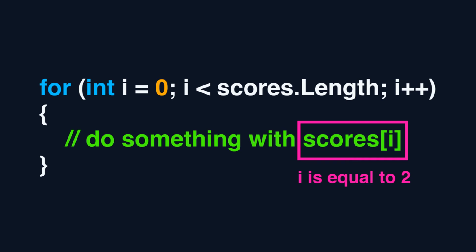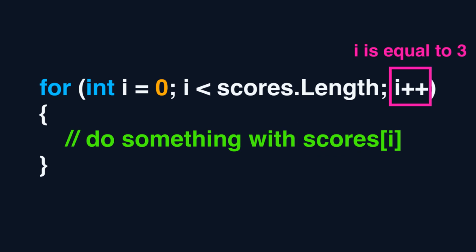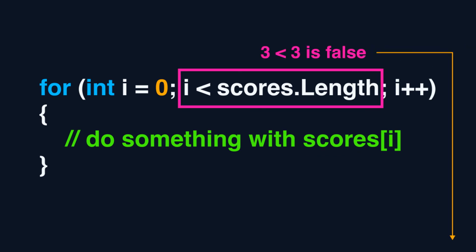Then it uses the last element of the array, the variable increases to 3, and starts from the beginning once again. But now the variable is equal to the array's length. The condition is no longer true and the loop stops. When the loop stops, the execution continues on the next line after the for block.